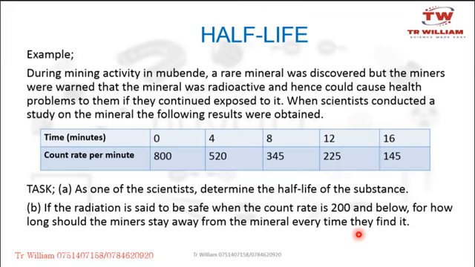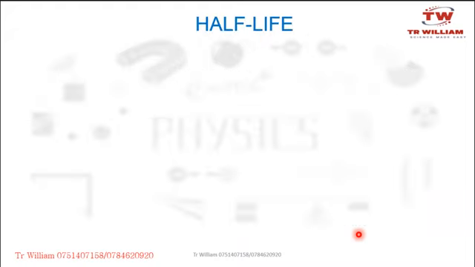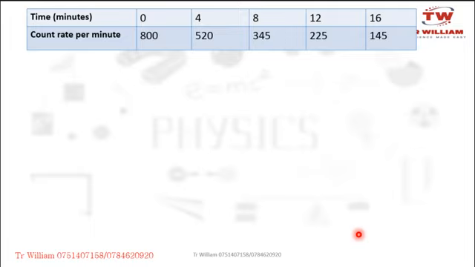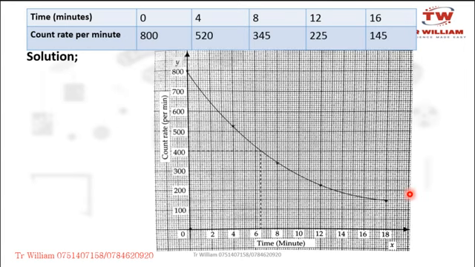Like I said, when you have such information, all we need to do is to first have our graph. Let's first have our values there. So we plot our graph and we see how that graph can look like. We shall have our count rate vertically, and horizontally we have our time, which is in minutes. So we know when the count rate was 800, the time was 0. When the count rate was 520, the time was 4. We plot.